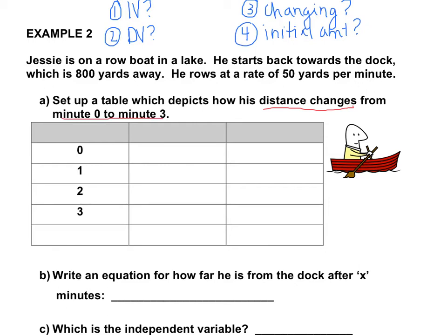So I've gone ahead and written the questions up there that I want you to ask. What is your independent variable and what is your dependent variable? Well, the distance depends on the minutes. So my independent variable is the number of minutes, and the dependent variable is the distance. And it looks like it's the distance from the dock.